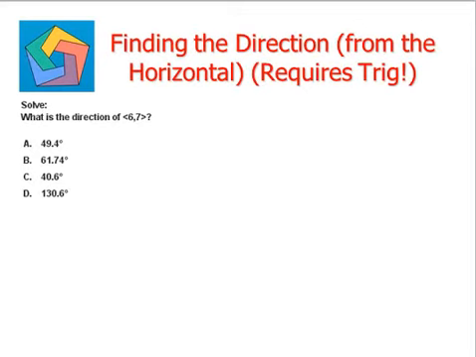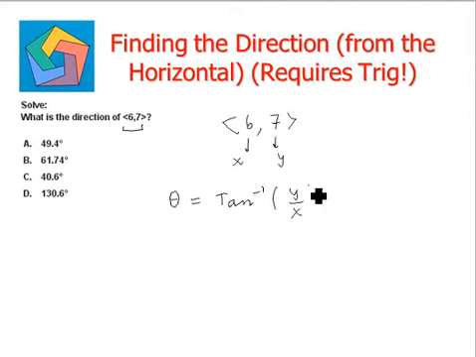Solve: what is the direction of the vector (6, 7)? So here the vector is identified as (6, 7). The first component is the x component while the second component is the y component. For direction, we find out theta. Theta is nothing but tangent inverse of y over x. We plug in the value of y as 7 and x as 6.